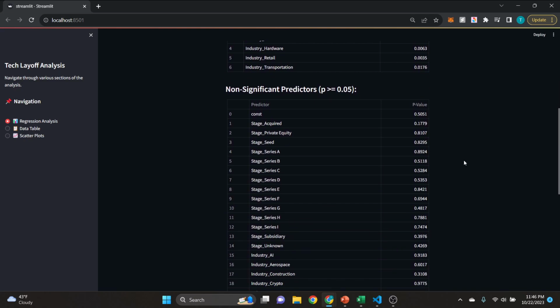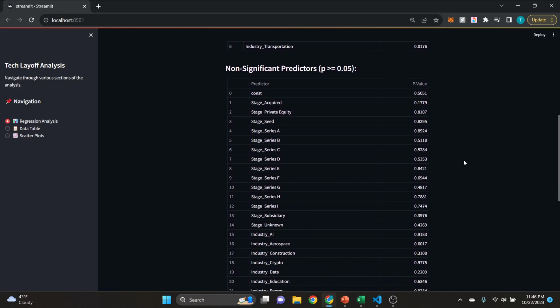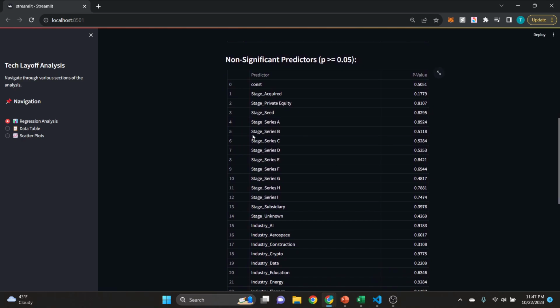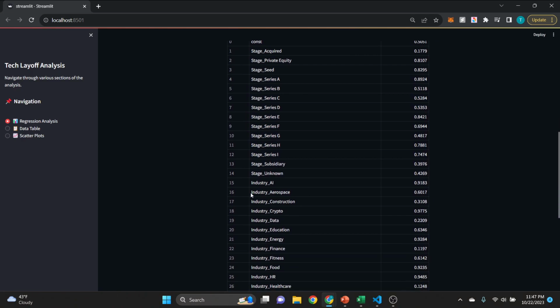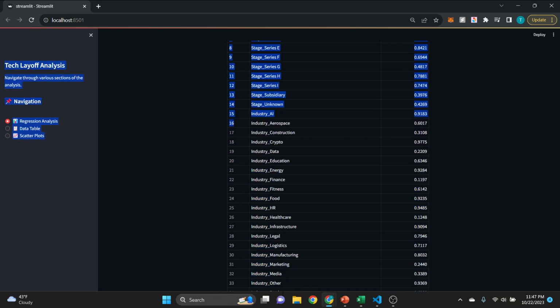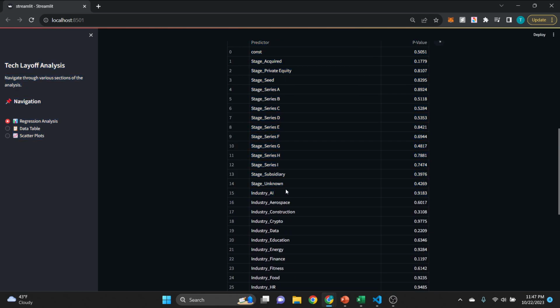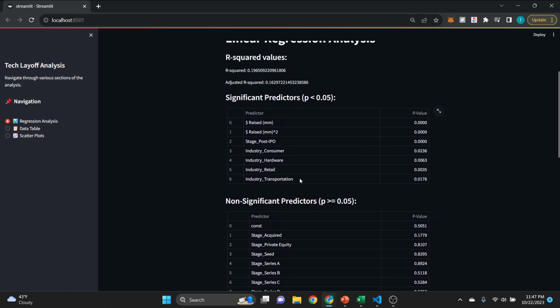And here are the non-significant predictors. As you can see, these company stages and these industries really don't matter when it comes to predicting how many people got laid off. So the key variables to keep in mind are things like how much money the company raised, or whether the company is in its IPO, or if it's in the consumer or hardware industry, they're more likely to fire people.